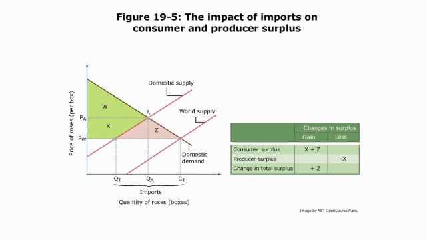Producers have lost X, that trapezoid X. So in total, we've gained Z, that entire triangle Z. Z is the entire triangle on both sides of the dashed line. So we've gained all of Z. Consumers gained X plus Z. Producers lost X. We've gained Z. So overall, we've increased welfare in the US.